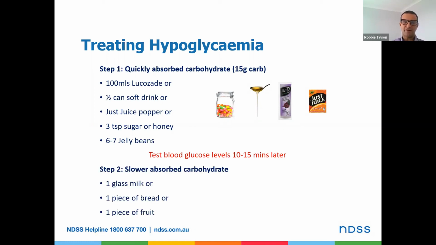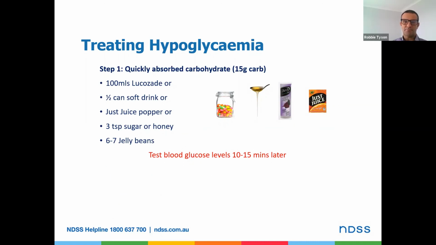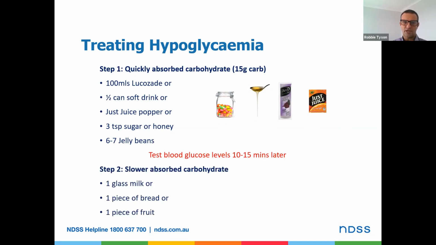If they have gone up above the 4 millimoles and towards 5, we know we can have a slowly absorbed carbohydrate snack. That would be something like a cup of milk, a piece of fruit, or a couple of Weet-Bix, for example. However, if they didn't come back up after the 10 to 15 minutes, we would repeat step 1 again. The fast-acting carbohydrate gets us out of the danger zone, and the long-acting carbohydrate helps us remain out of that danger zone and stops us dropping back down.